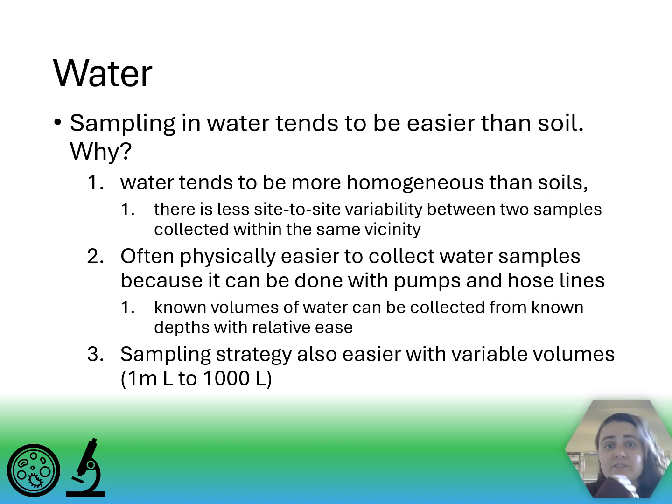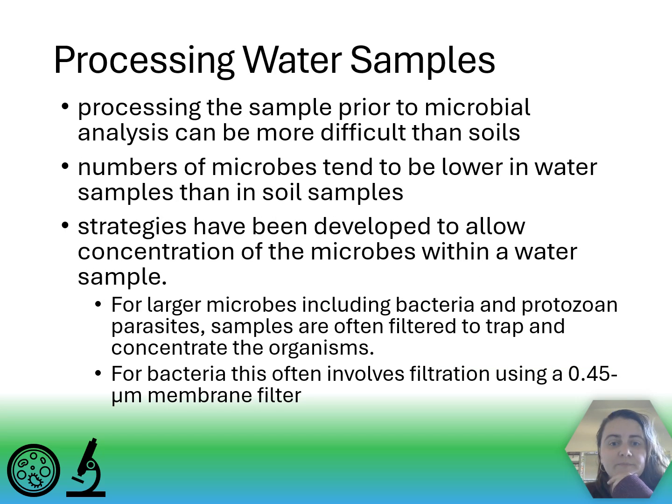Often it's actually easier to physically collect water samples because it can be done with pumps and hose lines, and we have lots of ways of doing this. So we know volumes of water can be collected from known depths with relative ease, which is kind of nice. And we can also sample with different variable volumes. So sampling with 1 milliliter versus 100 milliliters. So volume is going to start to be important when it comes to water. So it tends to be a little bit easier in water to sample than soil for these particular reasons.